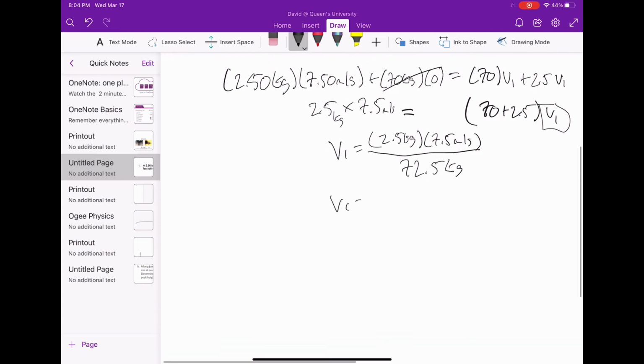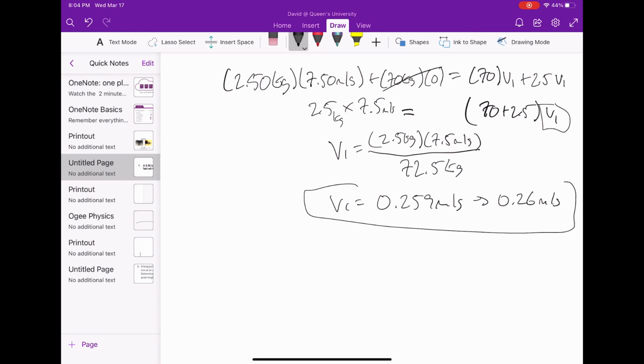Do the math, and that gives you 0.259 meters per second, or we can round that to 0.26 meters per second. So this is the velocity after the collision of the man and the ball.